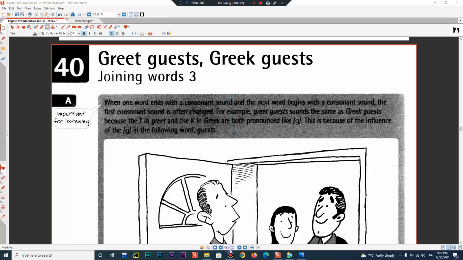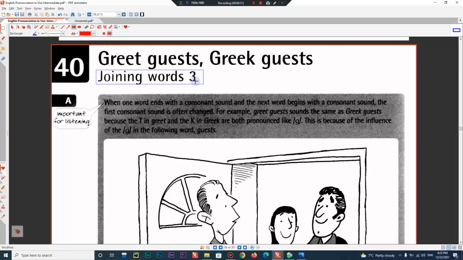Hey everyone, welcome back to another class of Pronunciation in Use Level Intermediate. Today we're trying to learn a little bit more about joining words. As you can see the title here, it says joining words number 3, which means we basically had 2 other lessons on the same topic, and now we're just trying to extend our knowledge.